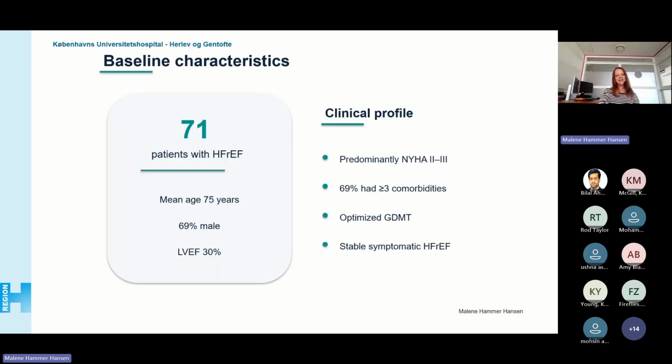So who participated in the trial? Yeah, we included 71 patients with heart failure and reduced ejection fraction. The mean age was 75 years and around 2/3 were men, and the mean ejection fraction was 30%. Most participants had symptomatic heart failure and were also receiving guideline-directed medical therapy, and almost 70% were living with 3 or more comorbidities. So overall, this was an older population with many comorbidities, and maybe also in many ways, these are the patients who often struggle to participate in conventional center-based cardiac rehabilitation.